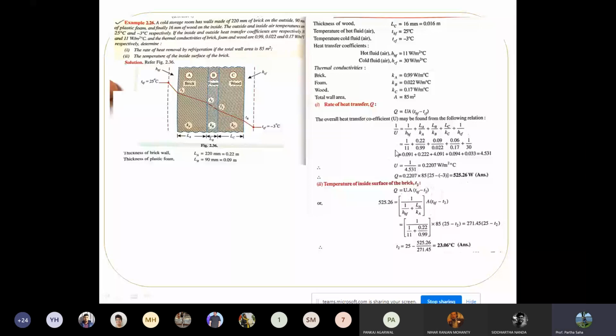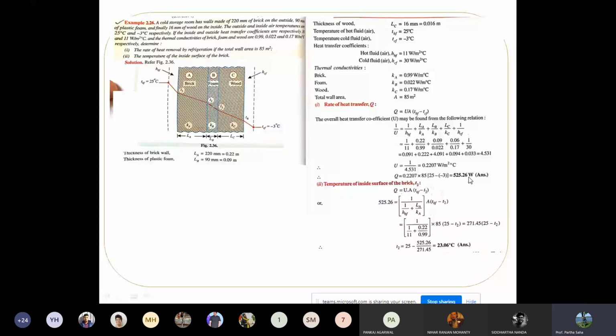So all the parameters you put this and then calculate for Q. U is equal to 0.2207 watt per meter square C. So Q will be U into A. A is not 1 here, it is 85 meter square. You multiply 85, then the temperature difference. So it will become 525.261.